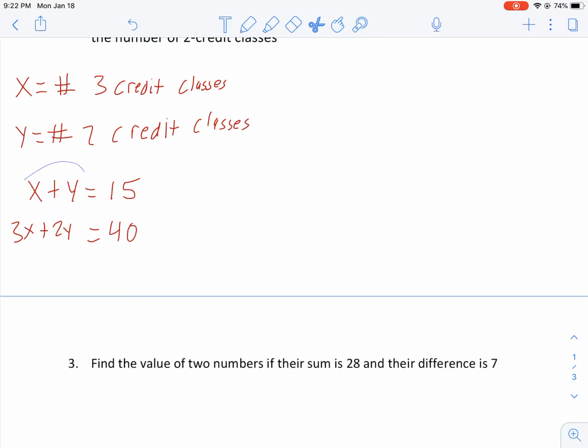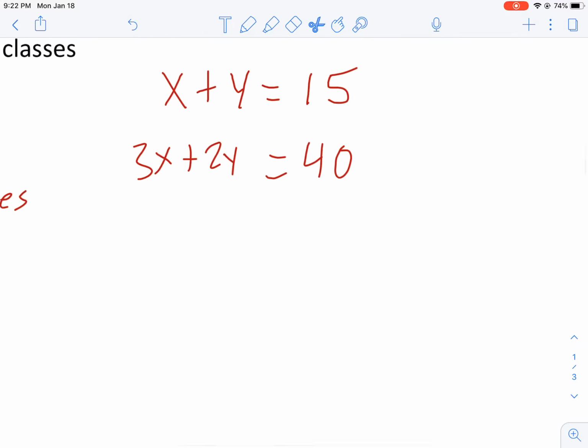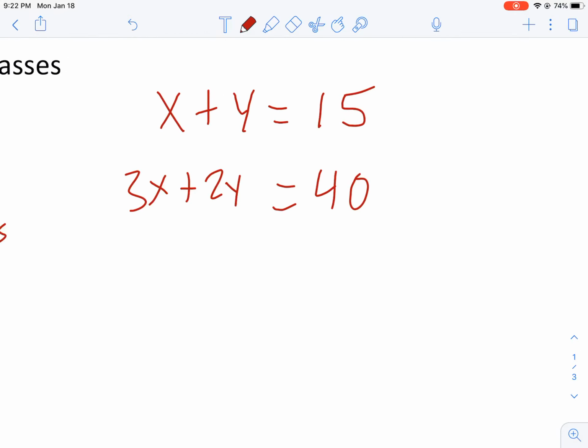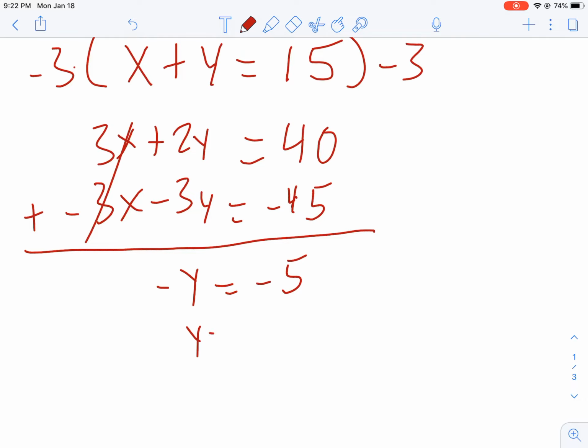I'm actually going to move this over here because this is better set up for elimination, right? We can multiply the top by -3. So that'll give us -3x minus 3y equals -45. If you don't have anything by itself and your equations are in standard form, that's when you should use elimination. So that'll go away. 2y minus 3y is -y. That's 40 minus 45, that's -5. So we know y equals 5.